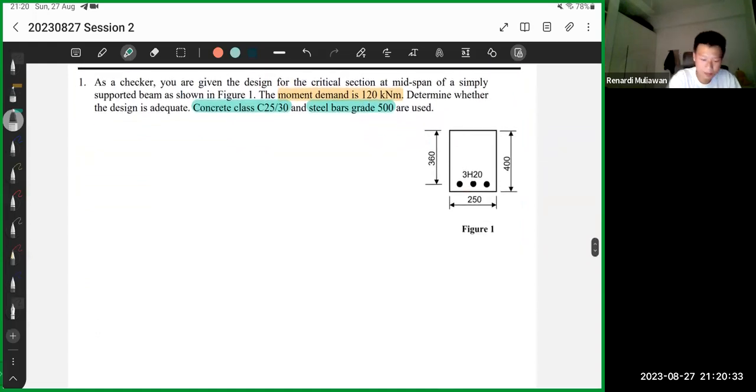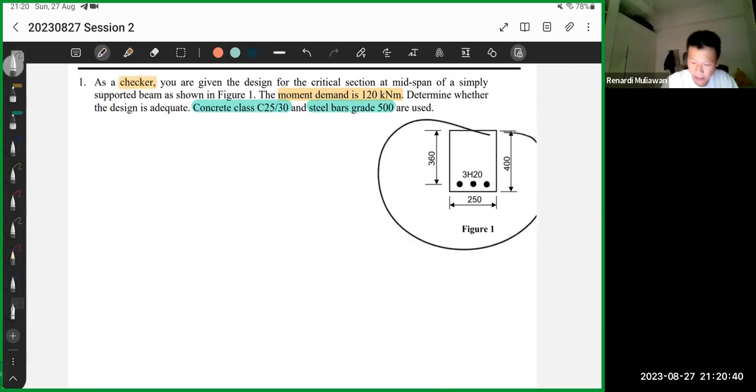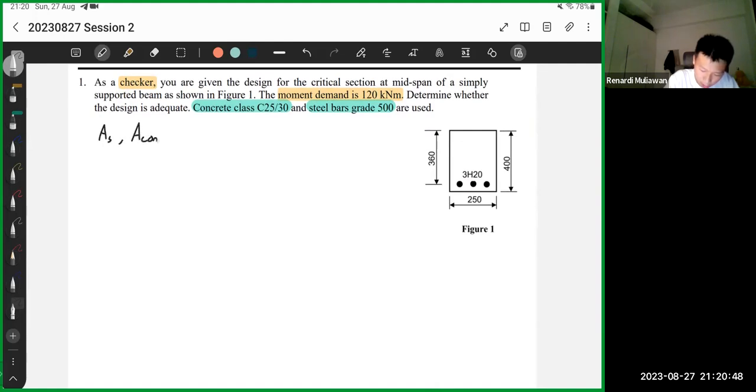First of all, we are acting as a checker. Checker means we have the section. We have the area of the steel. We have the concrete section, area of concrete. Based on this, we need to find the moment. So this one is checker.